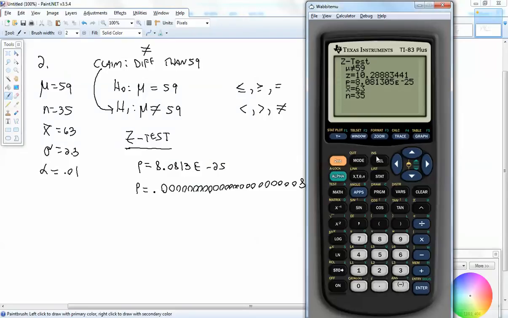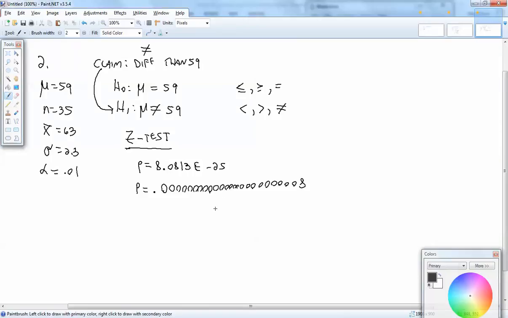So let's go take a look. I do stat, tests, z-test. I'm going to check my numbers. 59, 2.3, 63, 35. Okay. Why is it so small? Different than 59. Look what we came up with, 63. That's a difference of 4. And if I think of my standard deviation, which is roughly about 2, that's like 2 standard deviations away. So it's definitely much different than 59.